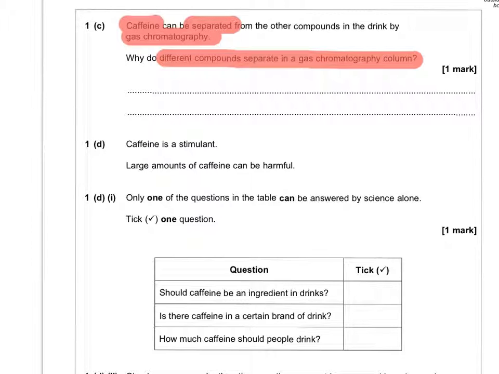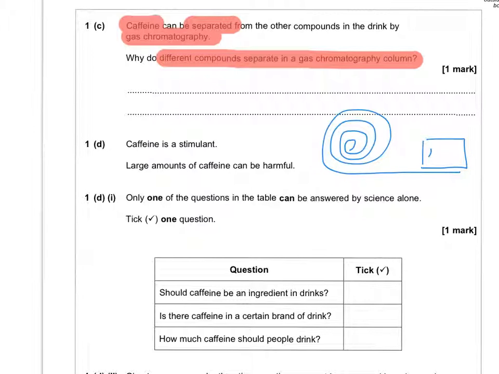In a gas chromatography column, you've got something like this, they'll go around, and then there'll be a detector, and it will give peaks, something like that. Now you've got to say why they move through this at different rates, and that's literally what we have to refer to. I'd be referring to the speed or the rate at which they move.